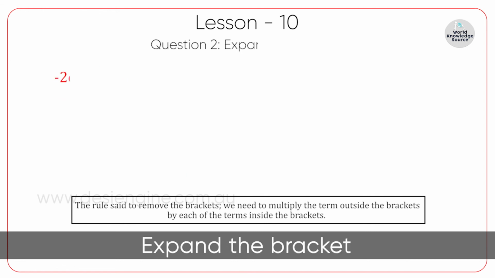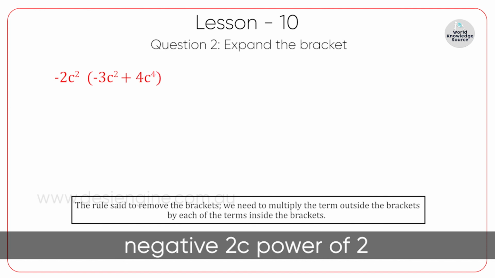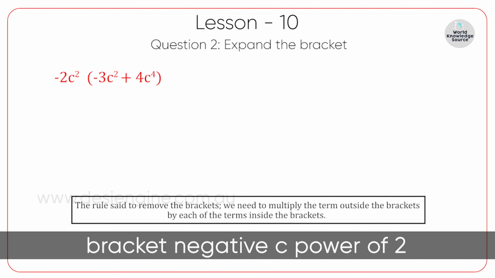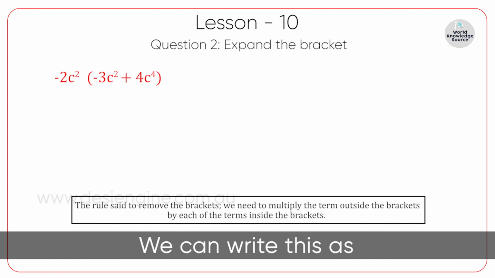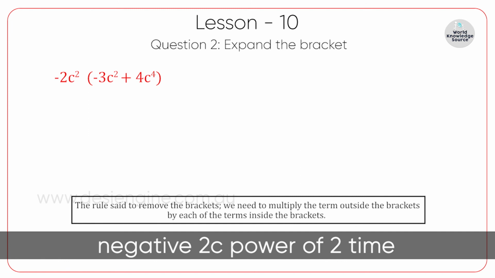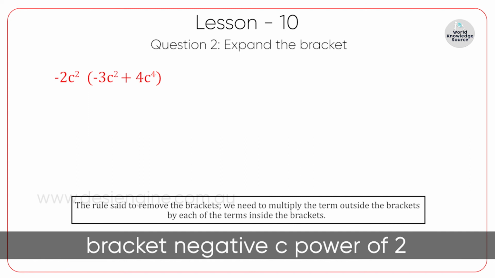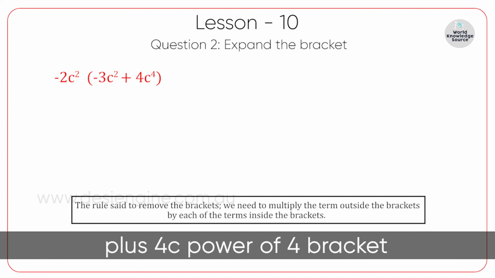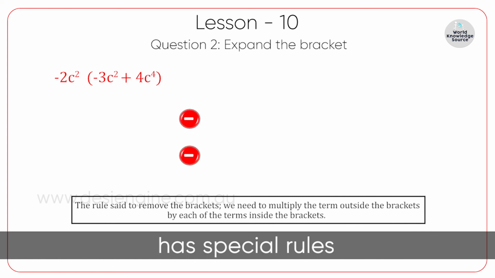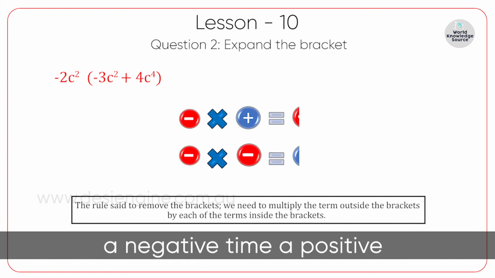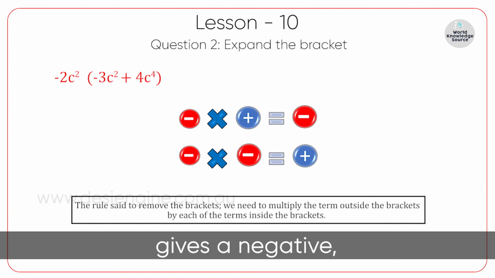Question 2. Expand the bracket. Negative 2c power of 2, bracket negative 3c power of 2 plus 4c power of 4 bracket. We can write this as negative 2c power of 2 times bracket negative 3c power of 2 plus 4c power of 4 bracket. Remember, multiplying negatives has special rules. A negative times a positive gives a negative, but multiplying two negatives gives a positive.